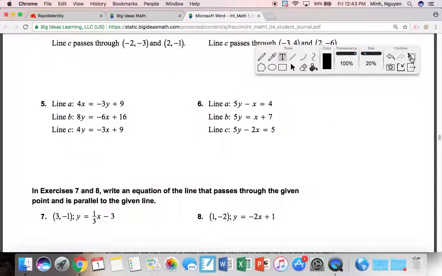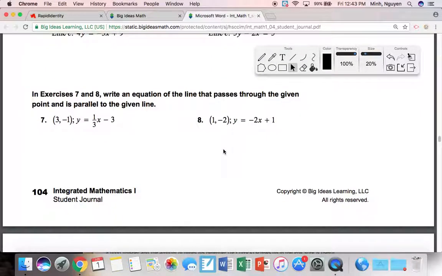Number 6 is exactly the same. You work it out on your own to get M. Write an equation of a line that passes through the given point and is parallel to. So I know if it's parallel, it has to have the same M. It has to be. It just has to.